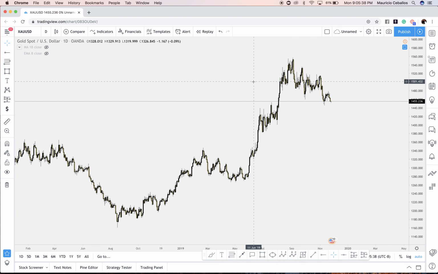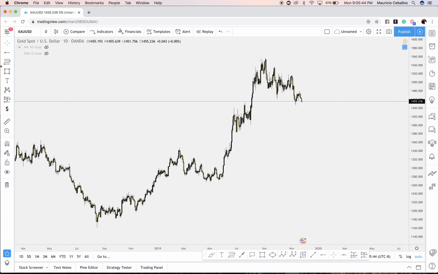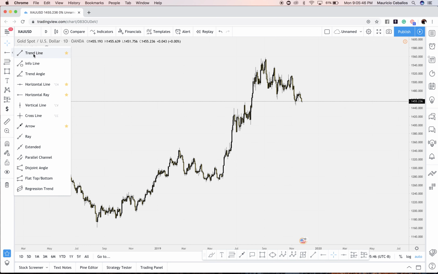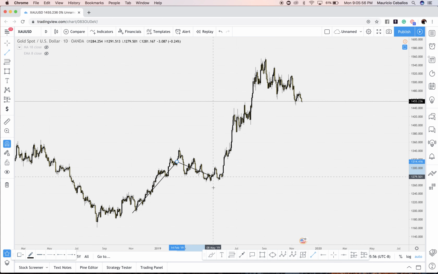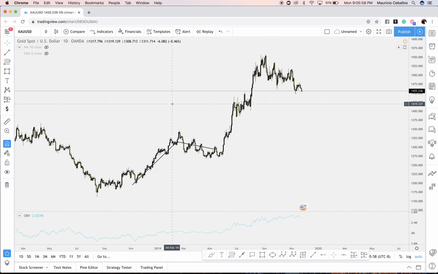So on the daily perspective, okay, I want you guys to see this. On the daily perspective, we can clearly see that we are in an uptrend. We are in a bullish market. We can clearly see that the market has created higher highs and also higher lows, and so on.